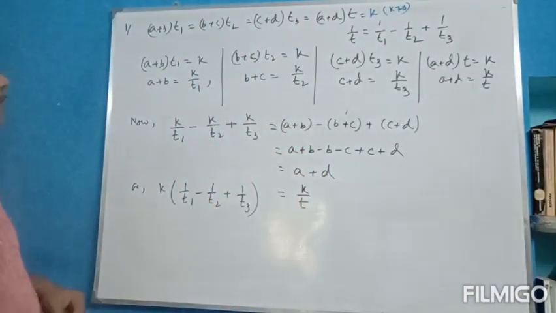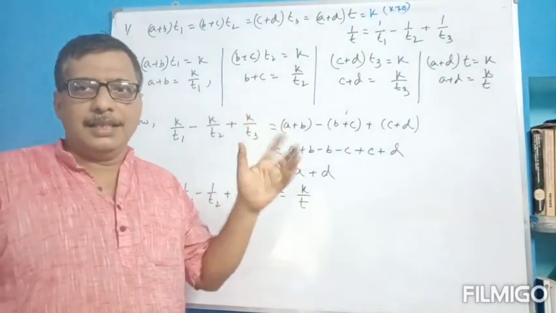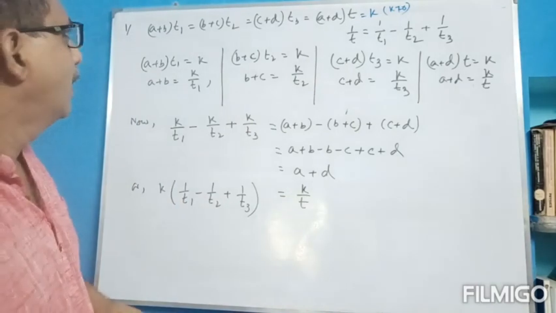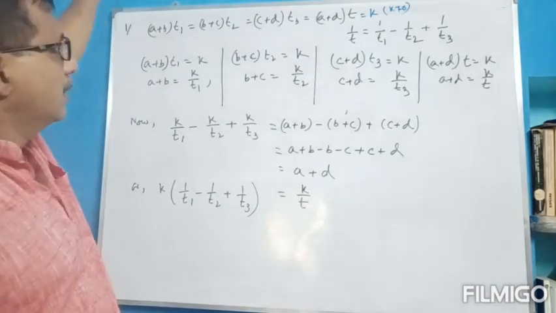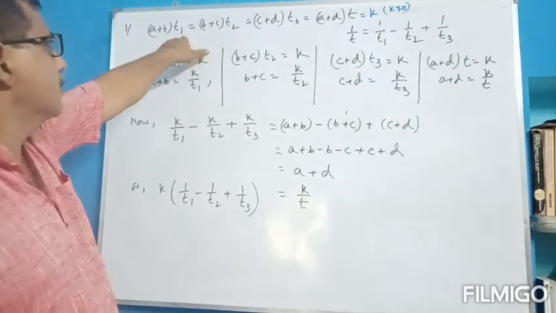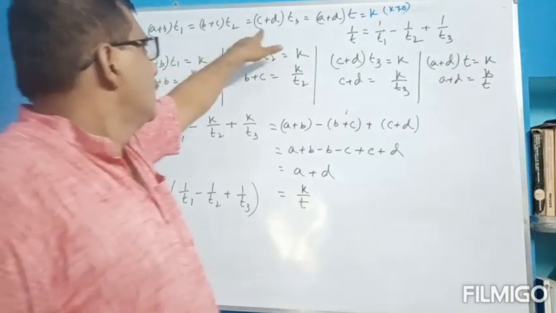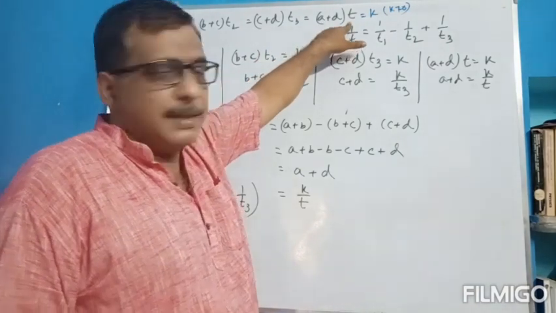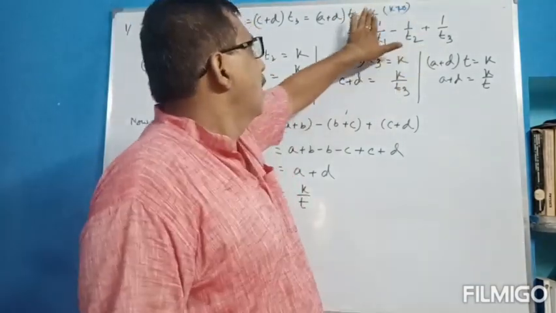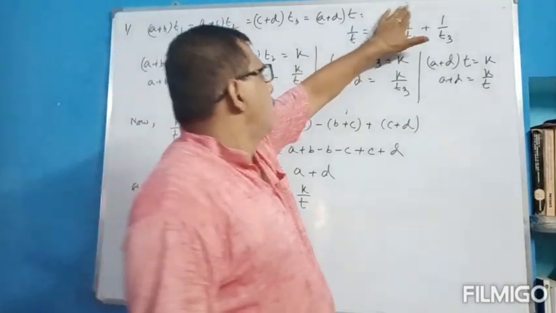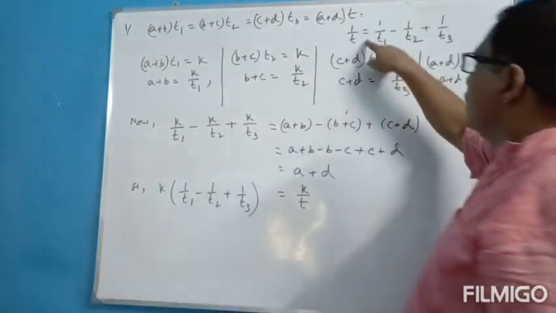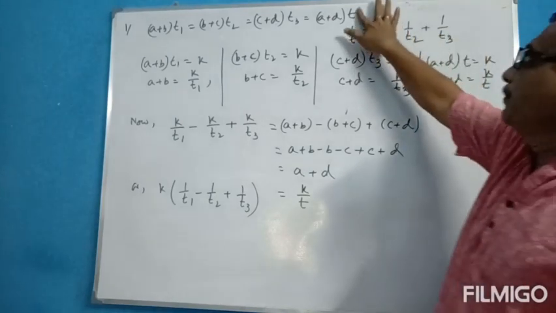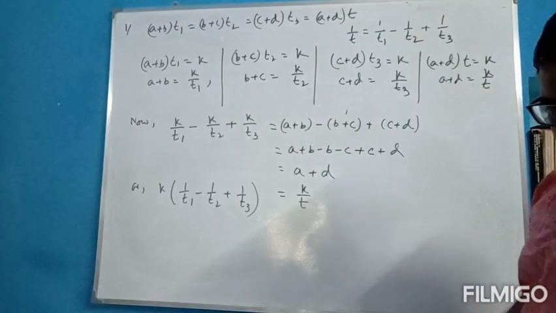Next, question number 1. I think this problem is the easiest of these 5. It is given (a plus b) into t1 is equal to (b plus c) into t2 is equal to (c plus d) into t3, that is equal to (a plus d) into t. We have to prove that 1 by t is equal to 1 by t1 minus 1 by t2 plus 1 by t3.